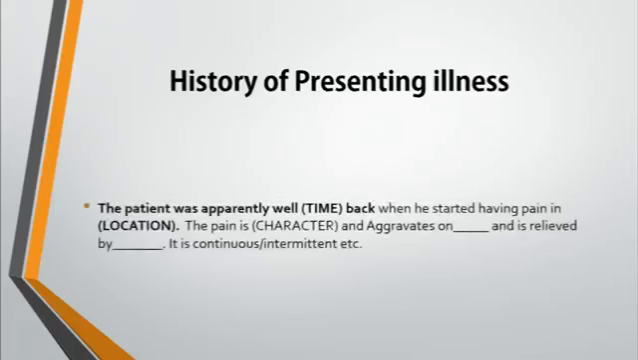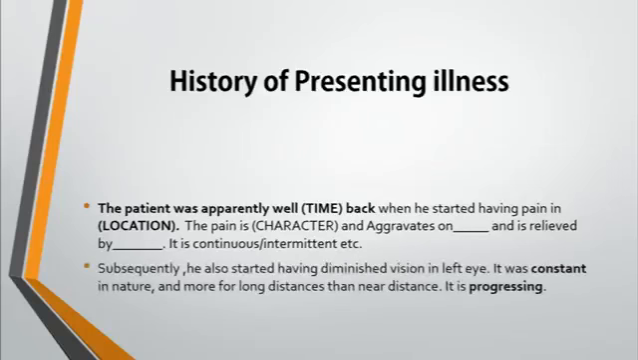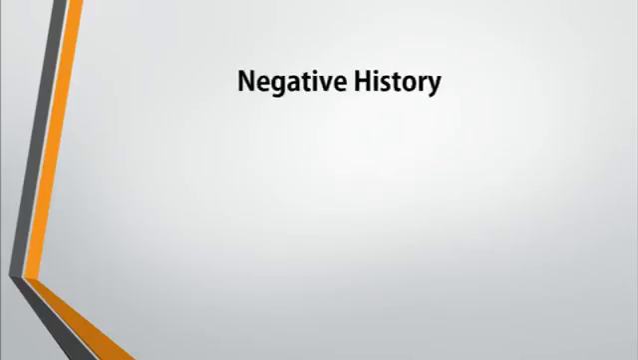For example, the patient was apparently well. Note down the time back when he started having pain in, give and describe the location. The pain is, describe the character and aggravating and relieving factors. It is continuous or intermittent, etc. Subsequently he also started having diminished vision in left eye. It was constant in nature, and more for long distances than near distance. It is progressing.